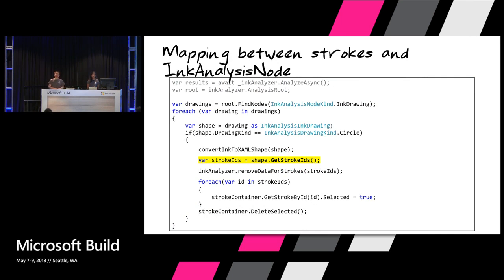Stroke ID is an important concept you want to keep in mind. It uniquely identifies an ink stroke in the ink canvas and also uniquely identifies the stroke in Ink Analyzer. So once you decide to convert ink and you want to remove it from the ink canvas, do remember to use the stroke ID you get from the node to remove it from the stroke container.